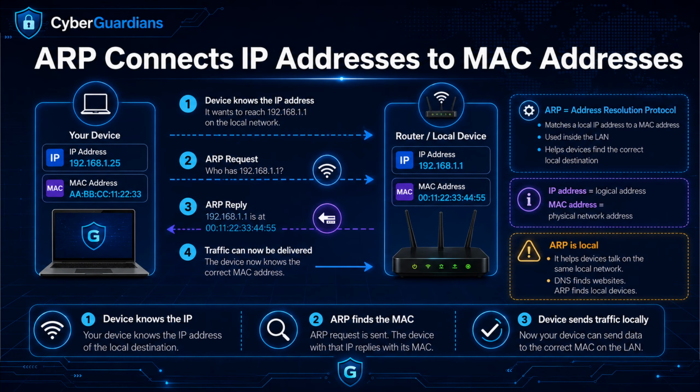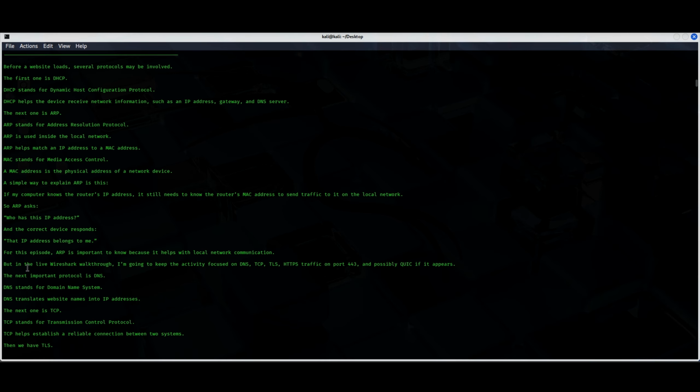But whenever you see the ARP, Address Resolution Protocol, used in Wireshark, it will say something similar to what was said earlier, basically saying who has this IP address, and it responds. So in this live Wireshark walkthrough, it's going to be down to these other protocols.